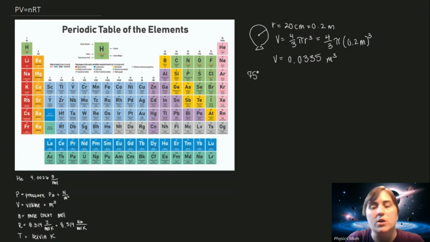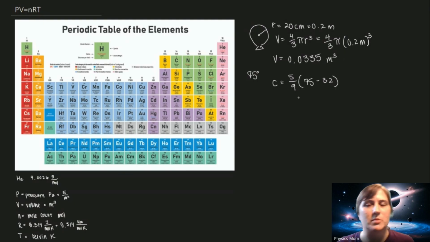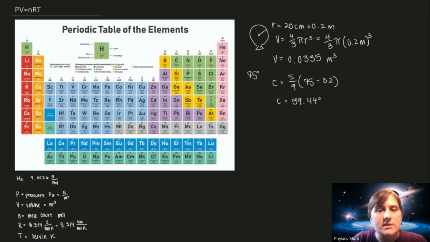So we're going to convert our 75 degrees Fahrenheit to Celsius using the Celsius equation. Celsius is equal to 5/9 times the Fahrenheit degree minus 32, so that's 75 minus 32. I really wish it weren't that random. It seems kind of random. I really wish we just used Celsius like the rest of the world, but that's an argument for another day. This is going to give me 59.44 degrees.